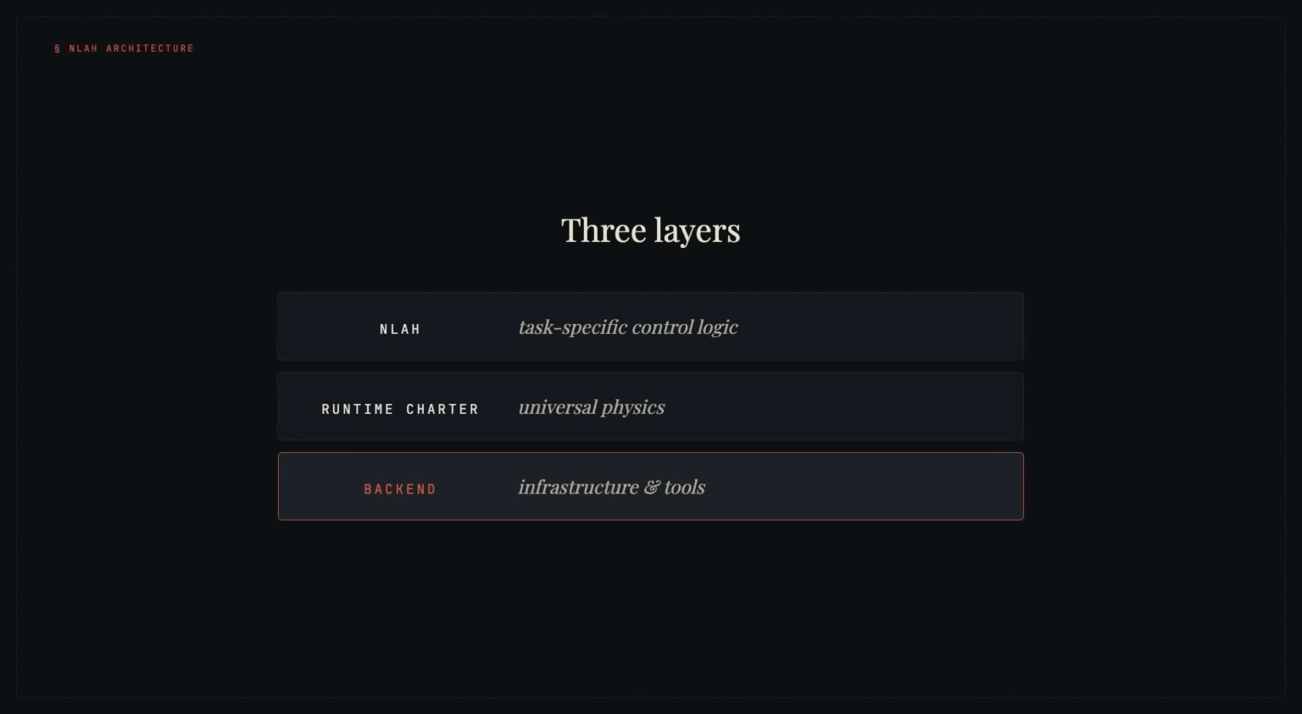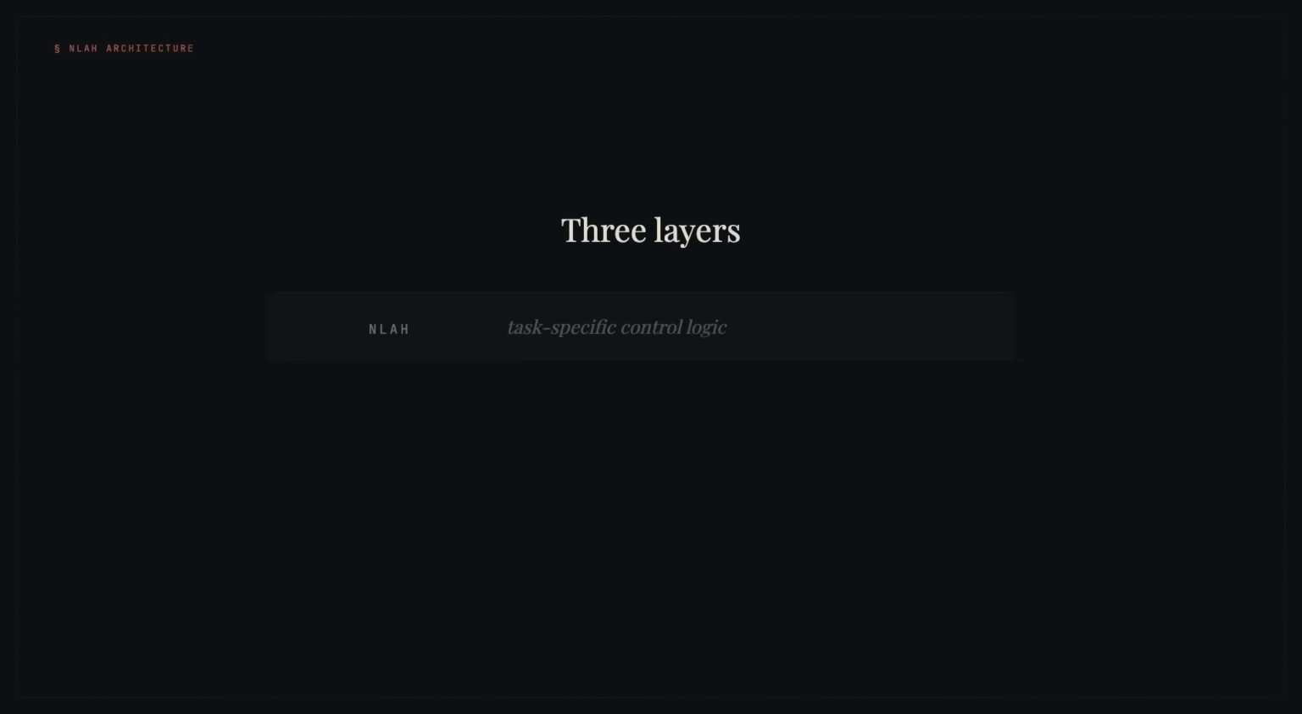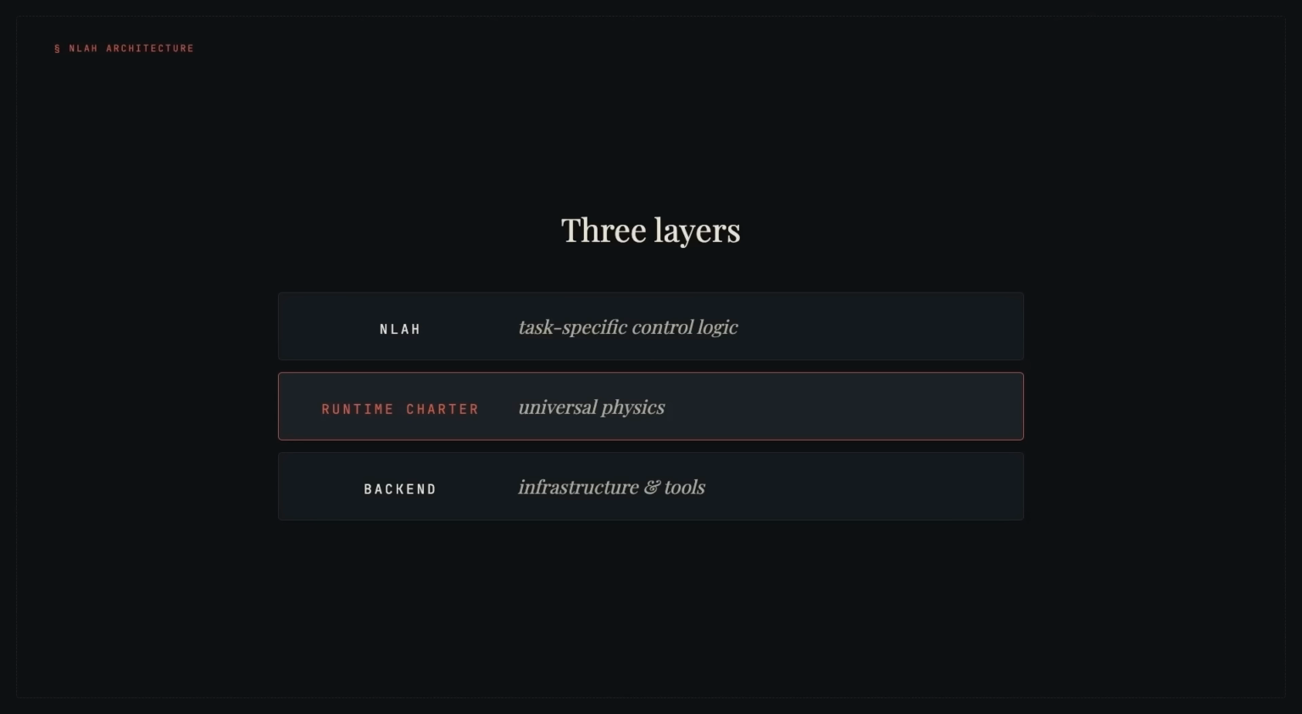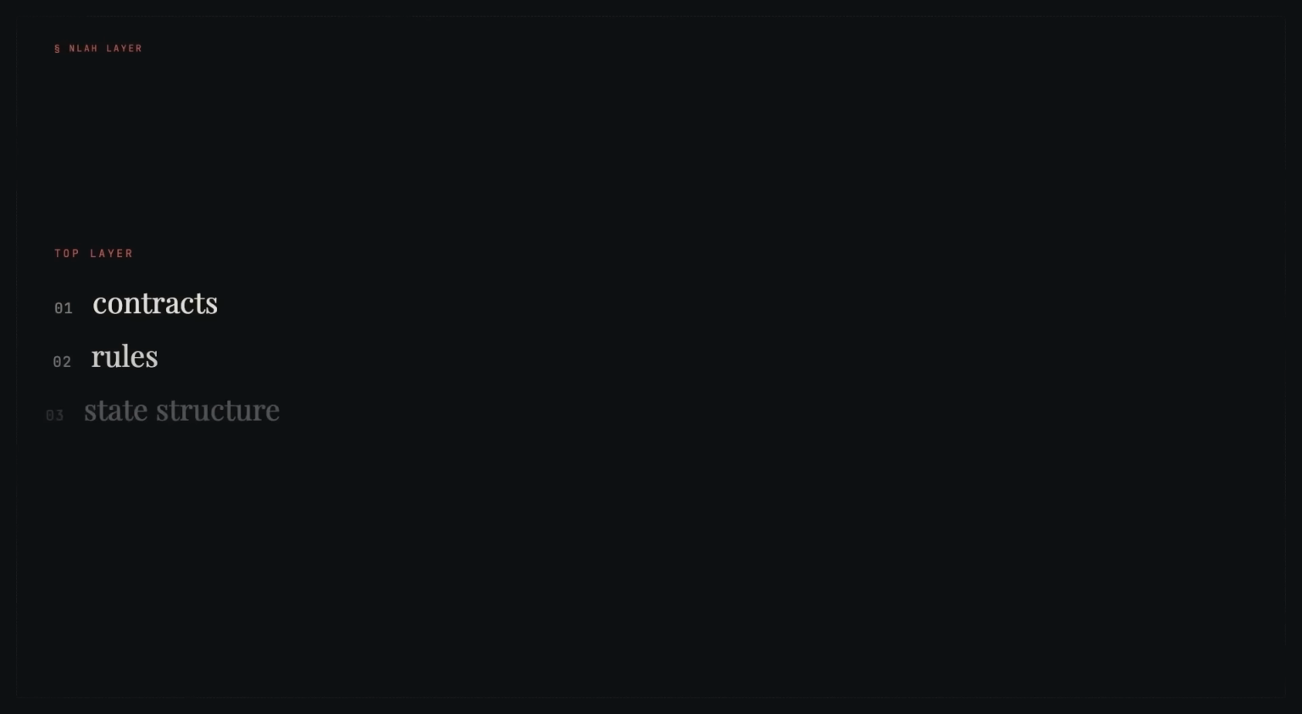At the bottom, the backend, the actual infrastructure, and tools. In the middle, what they call the runtime charter, which is a universal physics, basically how contracts bind, how state persists, how subagents or child agents are managed. And on the top, the natural language agent harness itself, which holds the task-specific logic. These include contracts, roles, state structure, and failure modes.